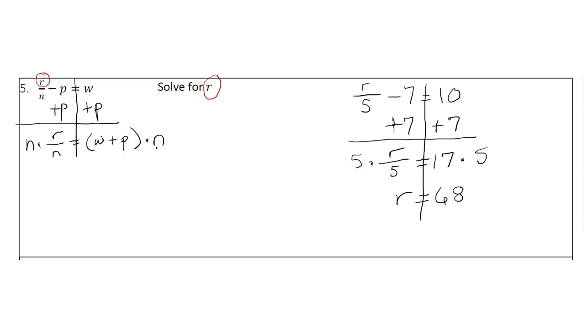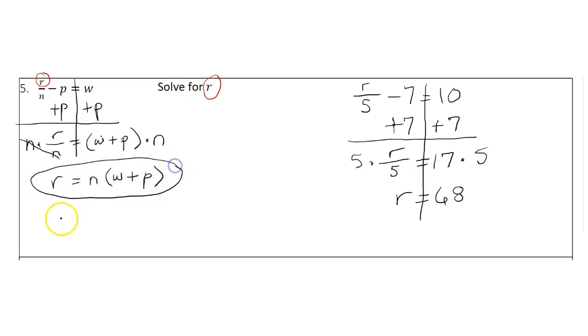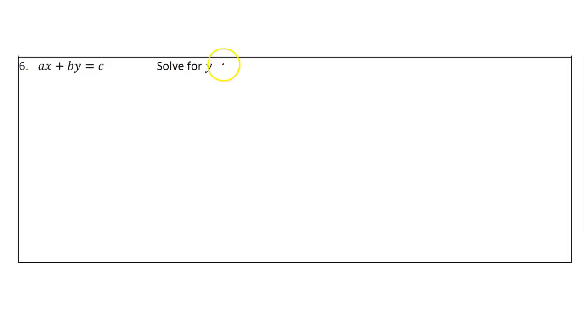N is multiplied by the quantity w plus p, not only one letter or the other. The solution can be written as w plus p times n, or as n times the quantity w plus p. Or you can distribute it for r equals nw plus np. Any of these answers are correct, but you cannot ignore the fact that you are multiplying n times the quantity w plus p. In example 6, we are solving for y.